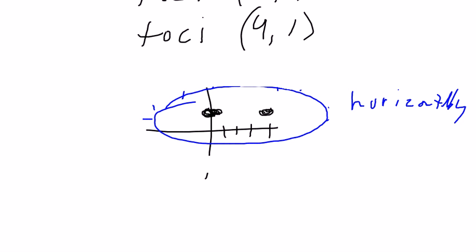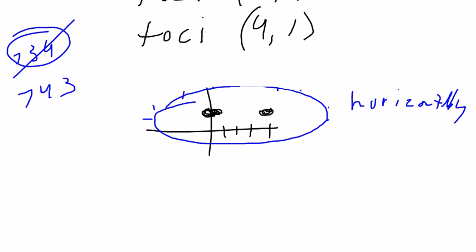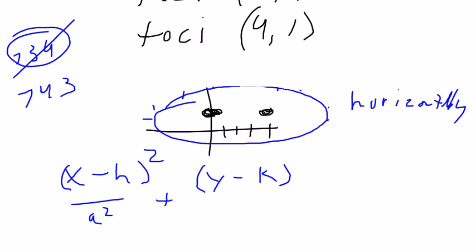If I look back, and you know what we had for parabolas? We had page 734 was kind of like our note page. For ellipses, it's going to be 743. So if I look back on page 743, automatically I know the equation I'm going to use is (x minus h) squared over a squared plus (y minus k) squared over b squared equal to 1.